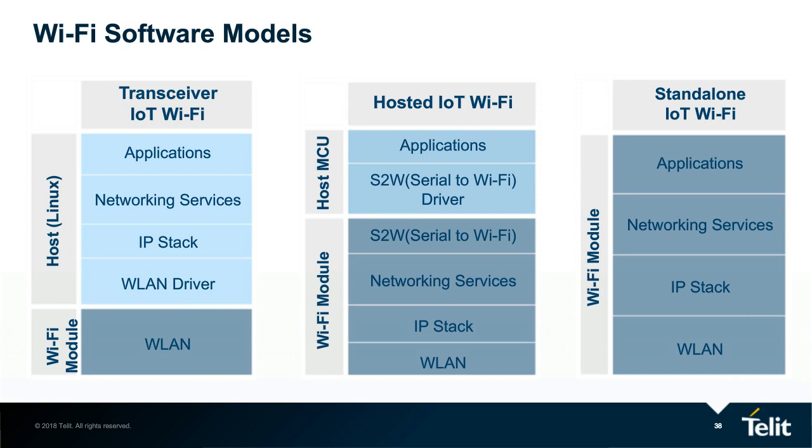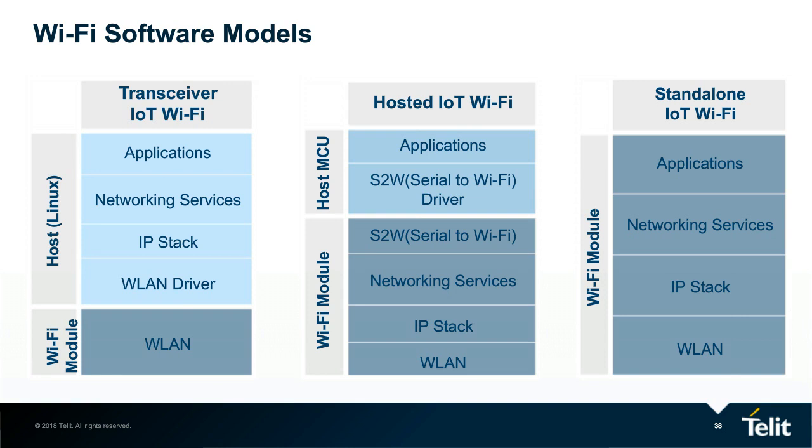One is typically called the transceiver IoT Wi-Fi, where the Wi-Fi module or Wi-Fi silicon is attached to a host MCU, for example a very powerful MCU running Linux, Android, WinC, etc., which hosts the networking services, the entire IoT application, the IP stack, and everything. In this case the Wi-Fi module merely works as a transceiver. It just gives us a pipe for the transfer of data between the device and the cloud.